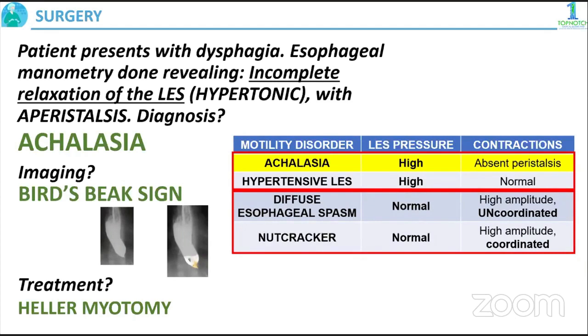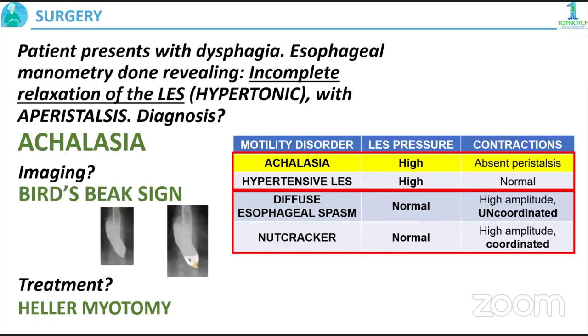Next, if the LES pressure is normal, you can either think of DES or nutcracker's esophagus. So what is DES? Diffuse esophageal spasm. So remember, you have your esophagus right here, right? If the peristalsis is high amplitude, but it's not coordinated, it's going here, here, here, here, here, here. It's not going in one direction, and that's diffuse esophageal spasm, right? Sometimes identified as a corkscrew esophagus.